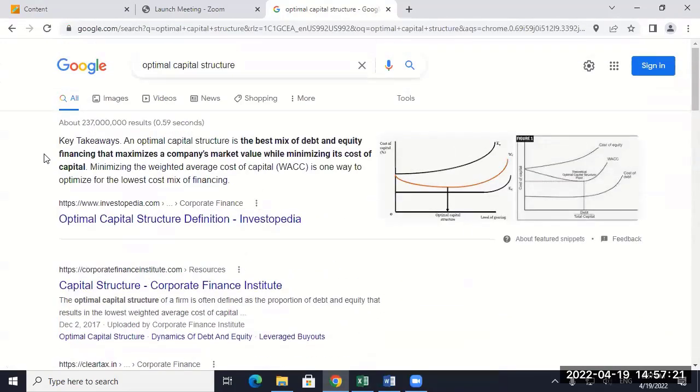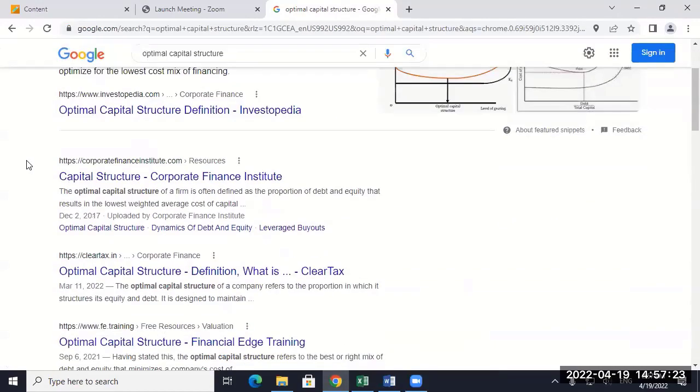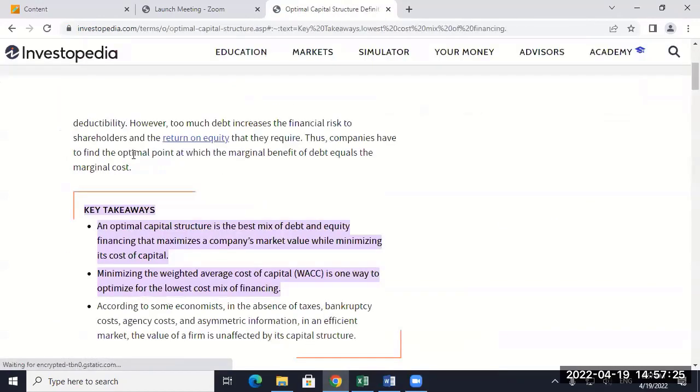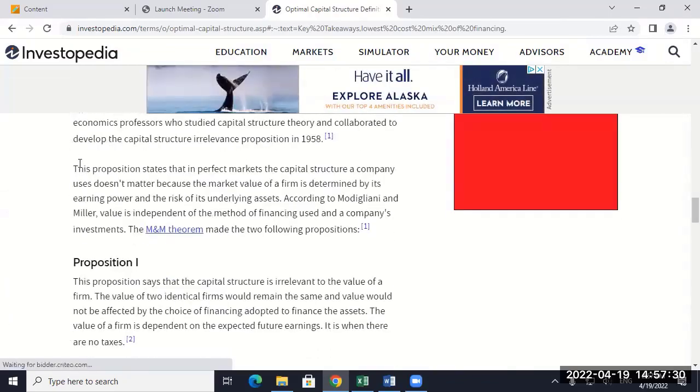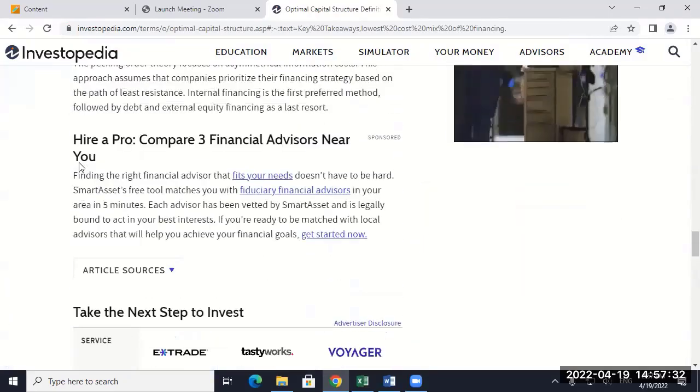Look how many come up here. What is it, 237 million? There's Investopedia. They'll probably have one of these charts in it. Let's see. Nope.